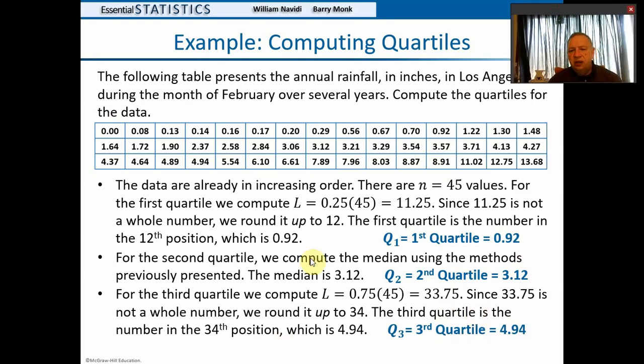And finally, for our 75th percentile, these are later going to be called percentiles as well, but the third quartile is 0.75 times the 45. That gives me 33.75. Again, I need to round up to 34 to get that one. And the 34th would be the 4.94. If I went through and counted them up, that is the 34th position. That's the 45th, 15 above.